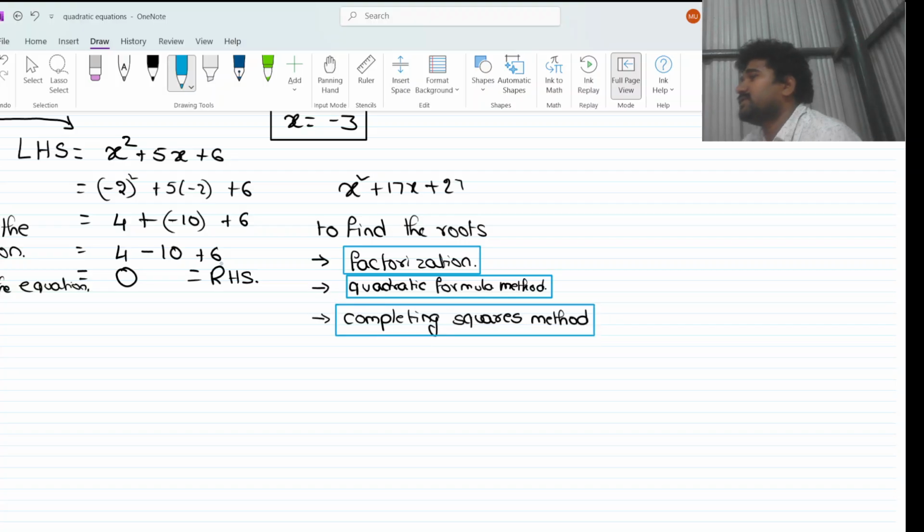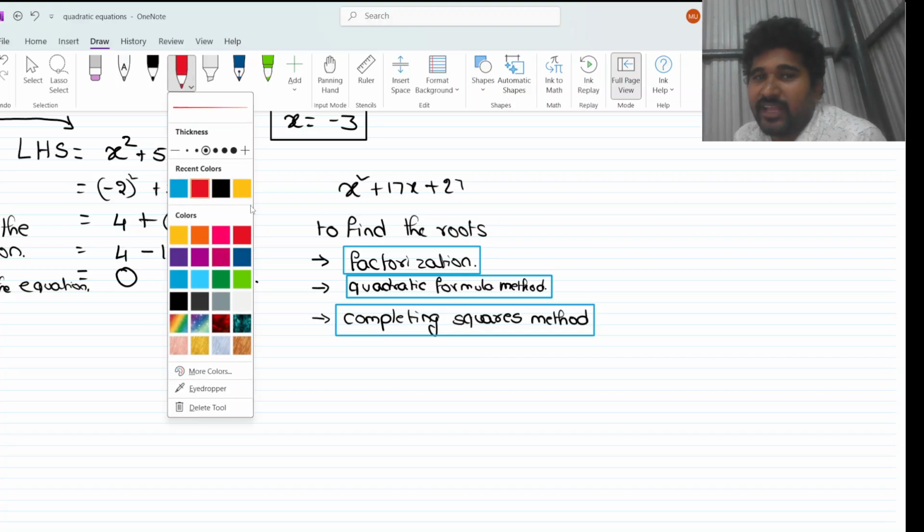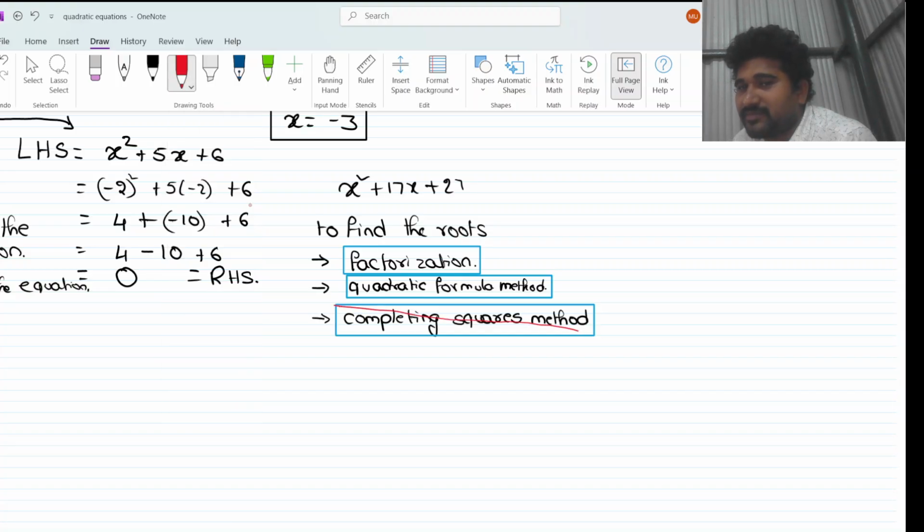Okay, your luck is good. They have eliminated this method. You no need to learn the completing squares method. It is deleted. This method, splitting the middle term, you already know. This other method, the quadratic formula, is the one you are going to learn newly in this chapter. Clear that thing now? That's it. Chapter over.